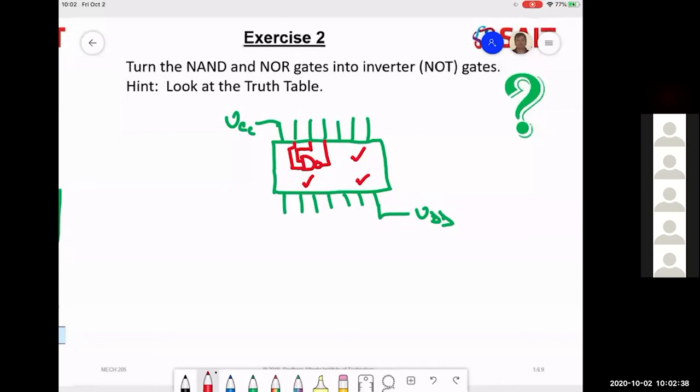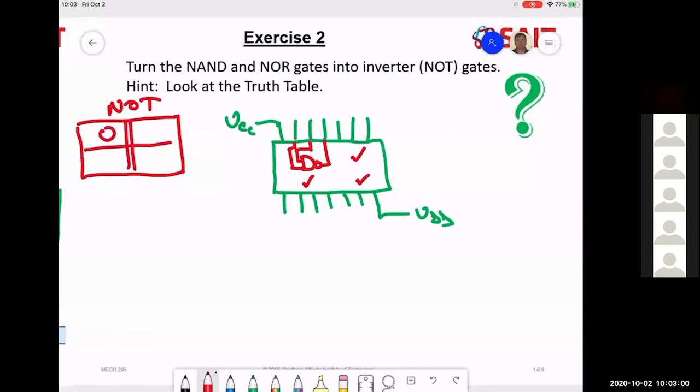So how would I design that? Here's the question. How do I design that? Well, if I look at the truth table, I've got a truth table for a NOT. That's what I am trying to replicate.